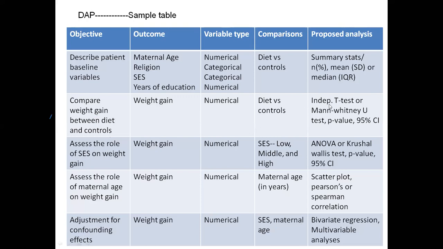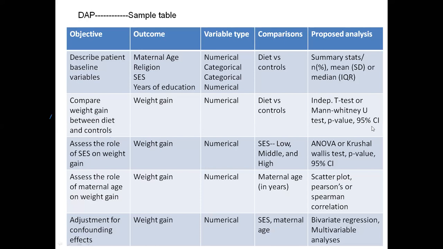The statistician would probably say, okay, we might have to do an independent t-test because we are interested in comparing means between the two groups, if it's normally distributed. If you find out that the weight gain is not a bell-shaped curve, then you would probably use a Mann-Whitney test. The output could be a p-value, or if you're interested in a 95% confidence interval, it could be a 95% confidence interval.